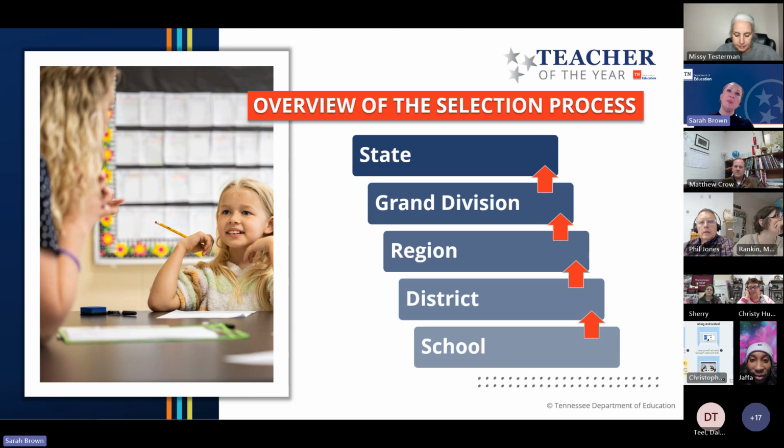So the Teachers of the Year are selected competitively through 5 cycles. At the most basic level, there is the school level. You would then compete at the district level, then the region level, then grand divisions, and then the state level. There are 3 grade bands: pre-K and elementary, middle, and high school. How pre-K and elementary and middle are defined is based upon how your district defines those grades, as it is different across the state. That is a frequent question I get.